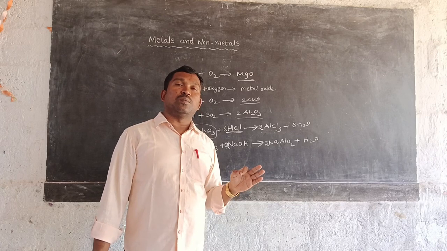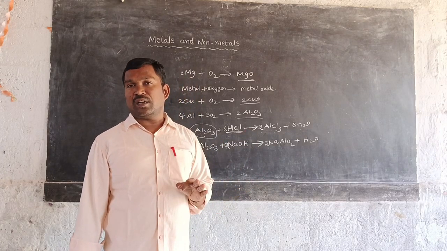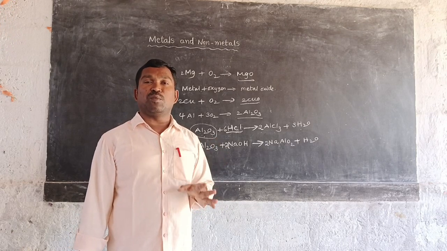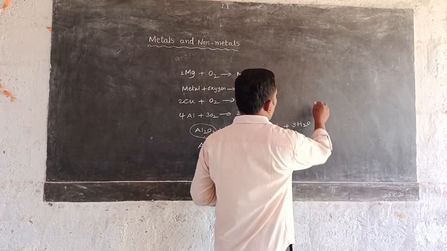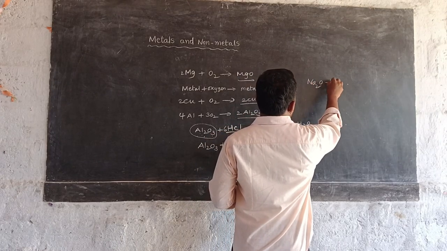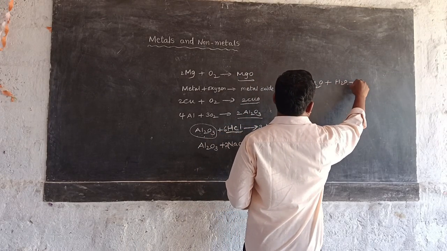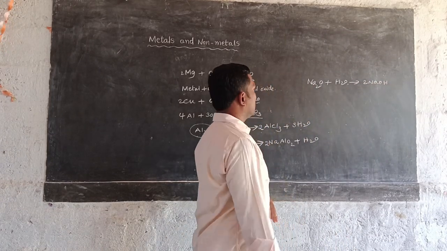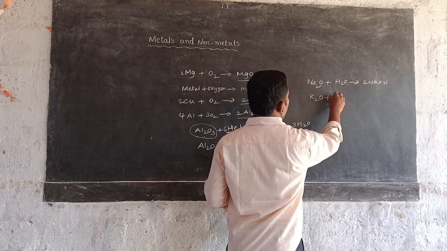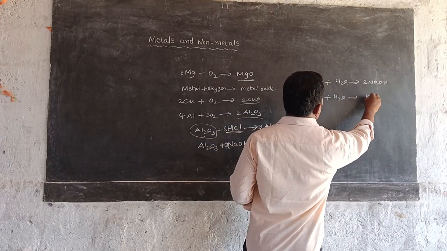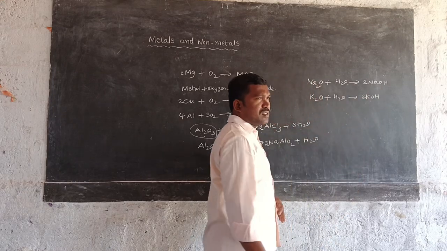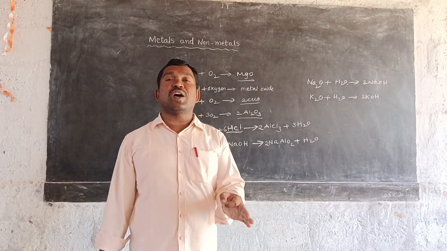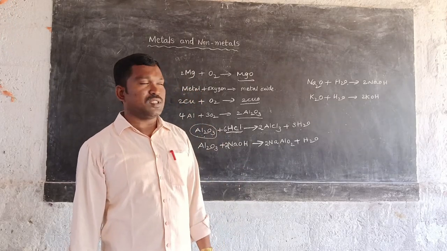But remember that most metallic oxides are insoluble in water, but sodium oxide and potassium oxide are soluble in water and give alkalis. Which metallic oxides are soluble in water? Those substances give alkalis.